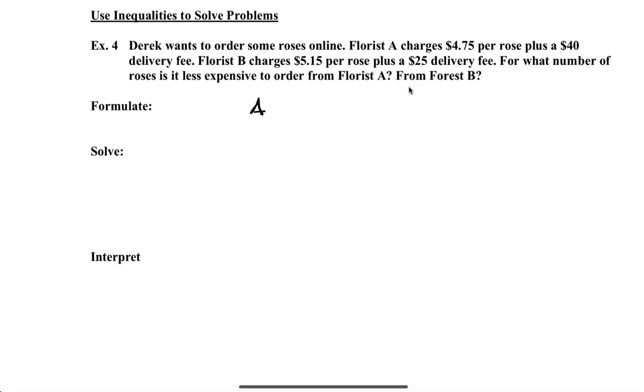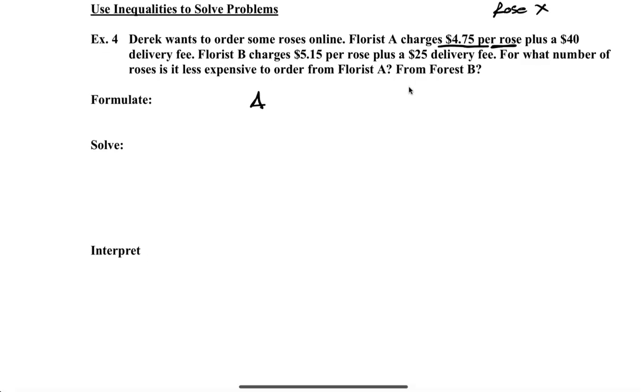So let's say Florist A, $4.75 per rose. So rose is going to be our variable, because we don't know how many roses we're going to buy. So let's say rose is x. If it's per rose, that's how much we're going to multiply by. So it's going to be 4.75x, because we're paying that much per rose, plus this $40 in delivery fee. That's a lot. And then for Florist B, same concept. It's $15.15 per rose. So x plus the delivery fee is $25.